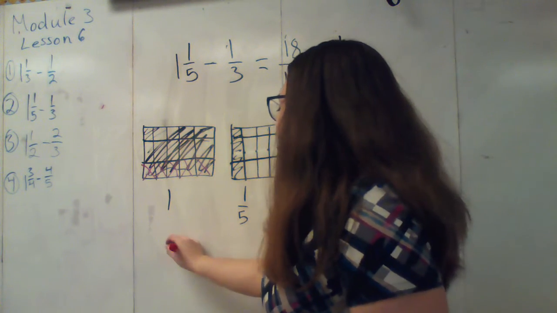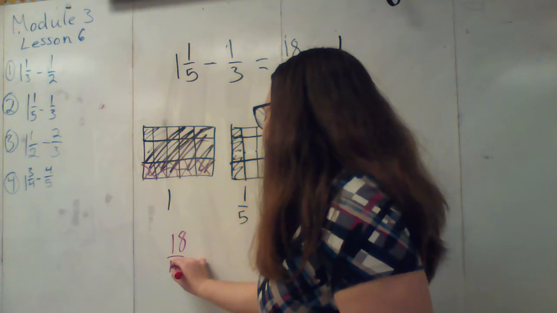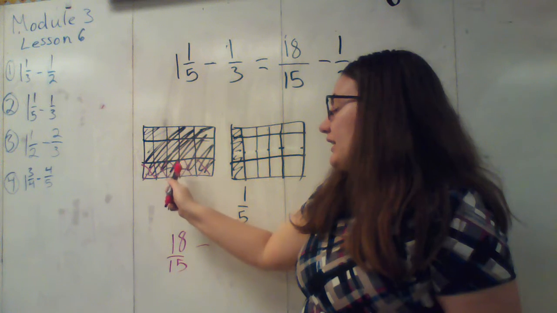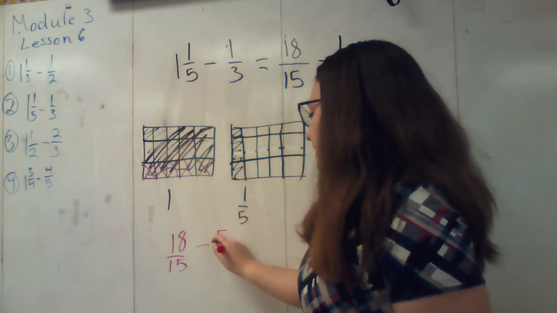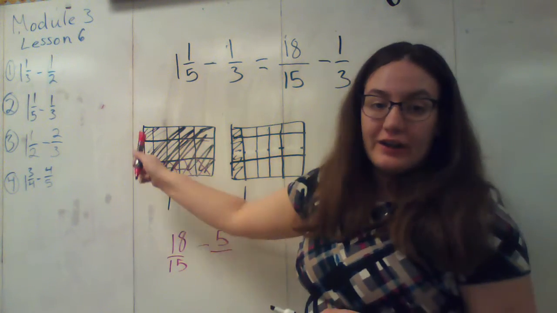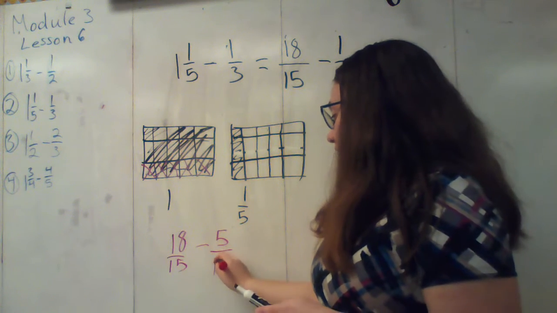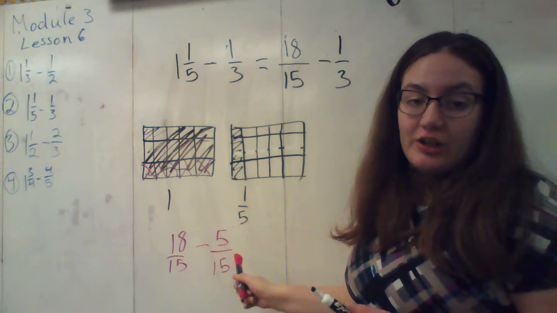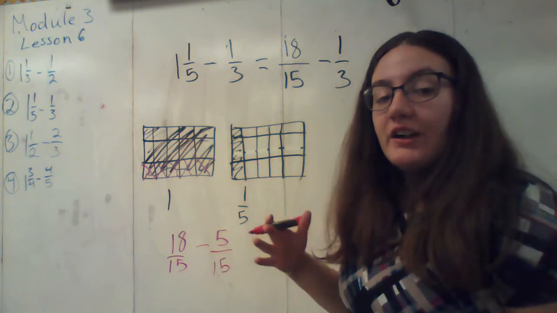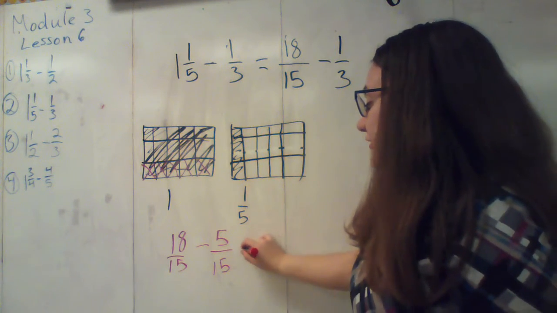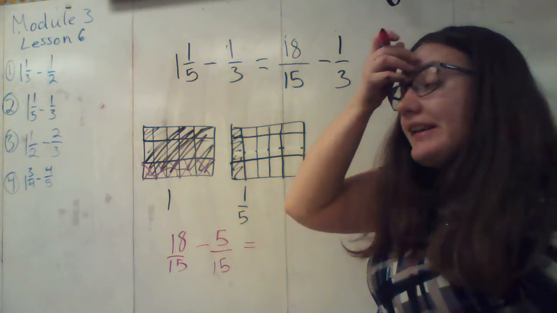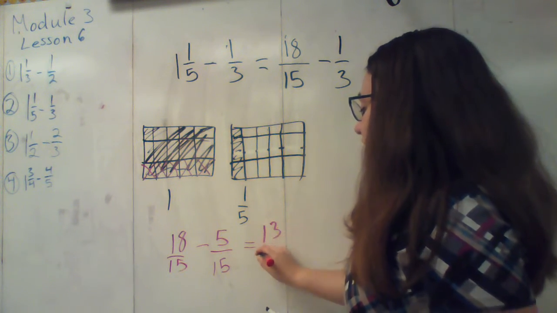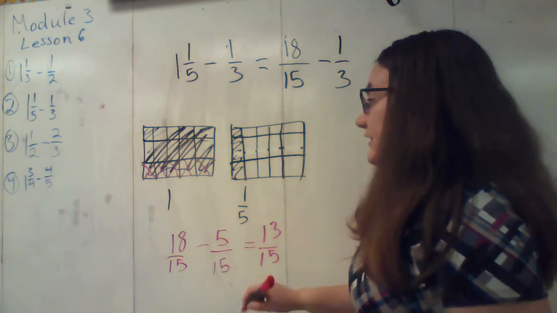So I had 18/15 minus 1, 2, 3, 4, 5 over 15. And remember, this is also an equivalent fraction for 1/3. So 1/3 and 5/15 are still the same fraction, it's just a different way of showing it. And now I need to do 18 minus 5, which is 13 over 15.